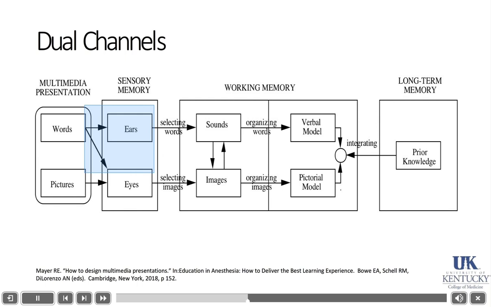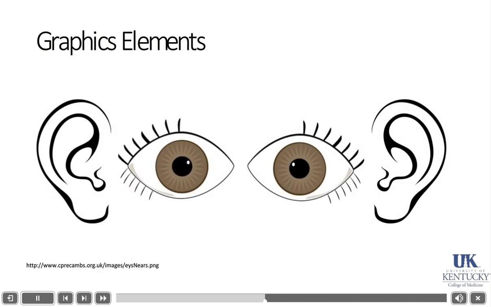The dual channel theory states that the learner selects words and images and organizes them in working memory to create a verbal model and a pictorial model. These models are then integrated and combined with prior knowledge to create a long-term memory. The catch with using graphic elements is that they should provide additional information and not just be decorative. Contrast this slide, which may be cute but doesn't really communicate anything, with a prior slide which shows the integration of the 2 channels to improve learning.